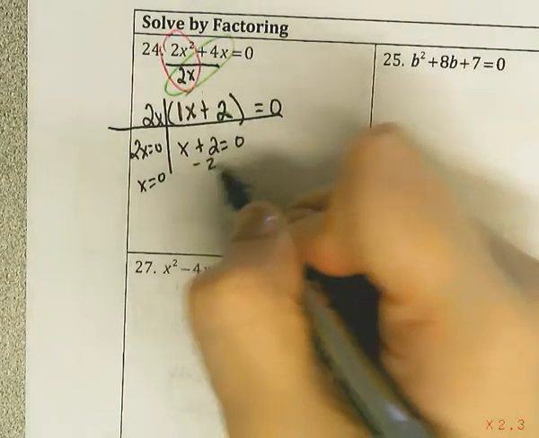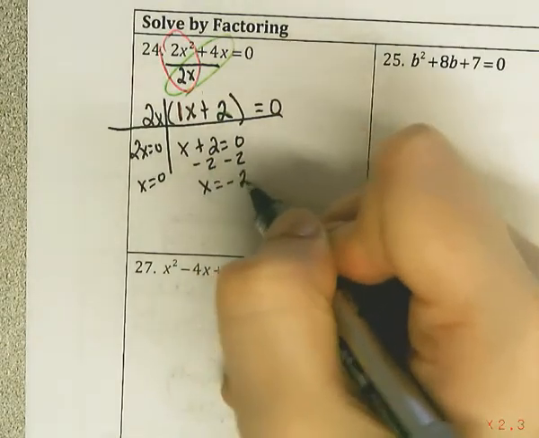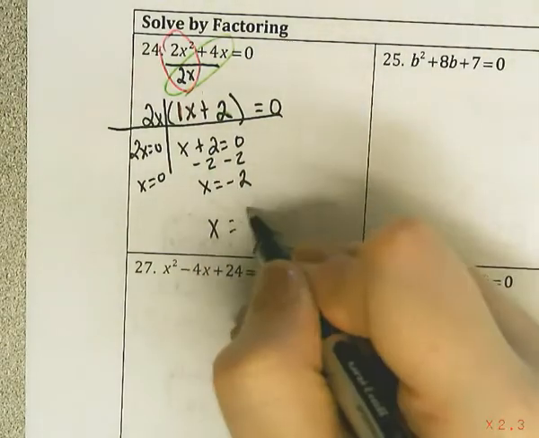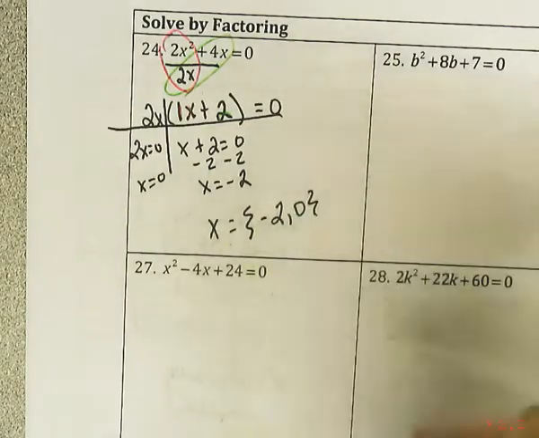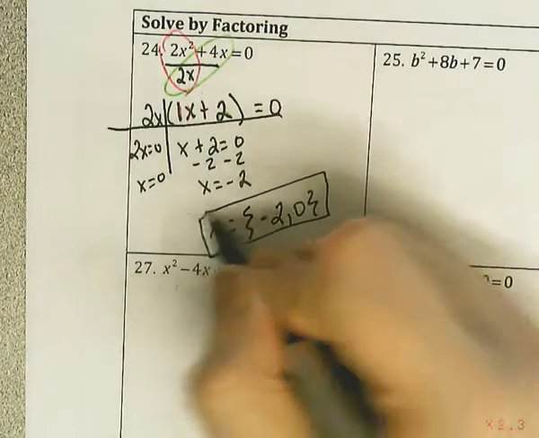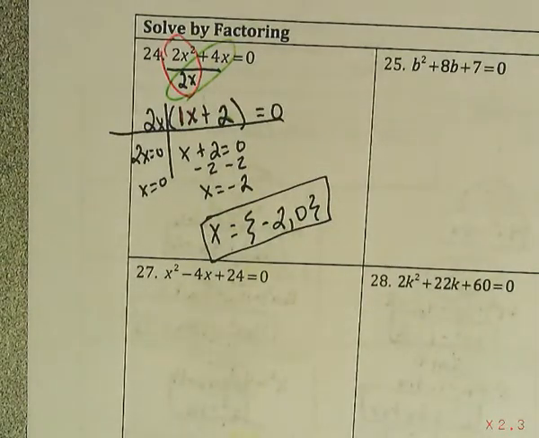X equals 0, subtract, x equals negative 2. Now remember, we write these in the little squiggly brackets, so negative 2, 0. I'm not going to worry about which order you put those in as long as you get those two answers, so negative 2 and 0.